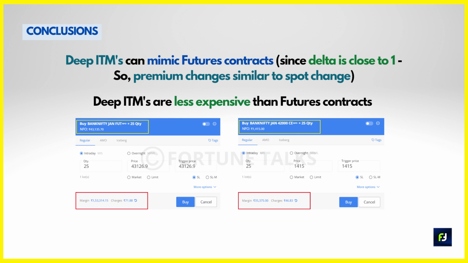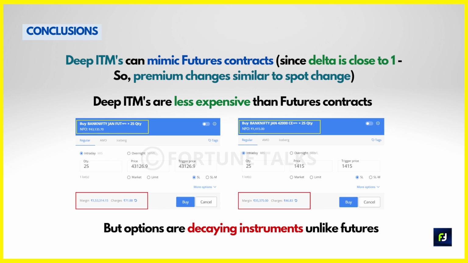For example, one lot of Nifty futures costs roughly around 1.5 lakhs, while one lot of deep in the money options costs anywhere from 40,000 and above. So it's relatively cheap. But the downside is that options are a decaying instrument unlike futures, and secondly, most of the time deep ITM options are illiquid, so there might be large slippages.